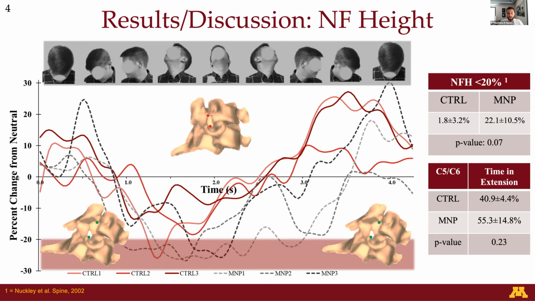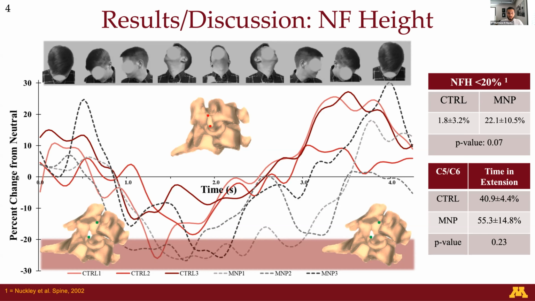Controls are the solid line, and those with mechanical neck pain are the dashed line for the figure. We've highlighted the area below a 20% decrease in neuroforaminal height based on previous neuroforaminal spacing work. We can see here that only one of the controls enters this highlighted area, with a difference in time spent less than 20% decrease shown in the table to the right. As you can see, the averages are quite different, and this is demonstrated by a trend with a p-value of 0.07.